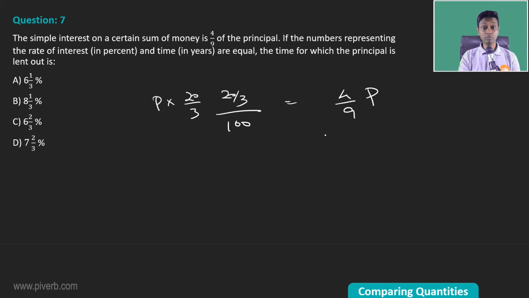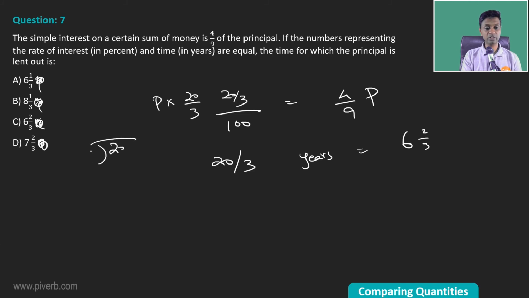The time for which the principal is lent out, the time, not the percentage, is 20 by 3 years, which is 6 2 by 3. 20 divided by 3 is 6 times, remainder 2. So 6 2 by 3 years.